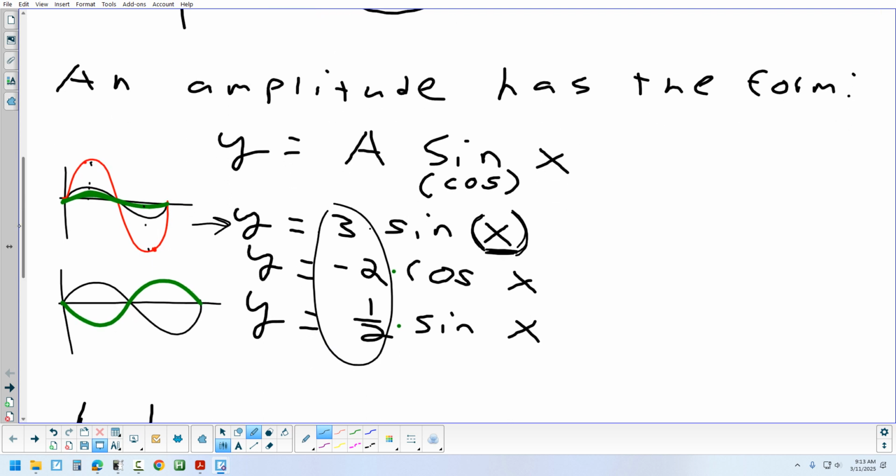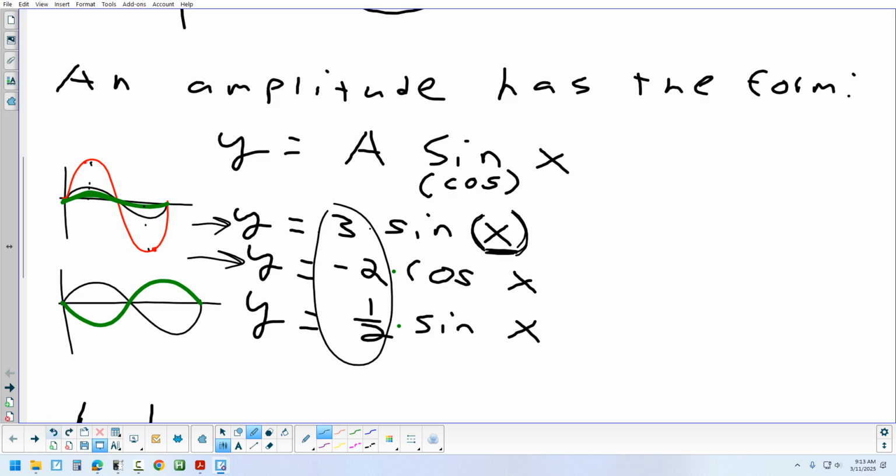Okay. How about this second one? What would be the amplitude of that one? Yep, 2. So does the negative have an effect on it? Yes, it does when you sketch it. But the negative has no effect on the amplitude. That one has an amplitude of 2. How about if I did that? What's the amplitude of that one now? Still 2. No change in the amplitude, but there is going to be a change when you sketch it.